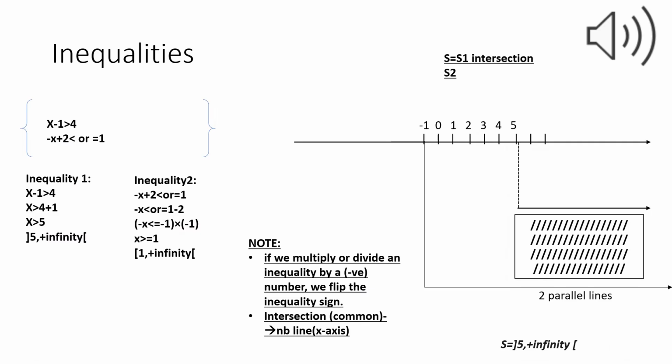How to read this system? x minus 1 greater than 4 and minus x plus 2 less than or equal to 1. Inequality 1: x minus 1 greater than 4, x greater than 4 plus 1, x greater than 5. From 5 till positive infinity. Open at 5, open at positive infinity. Open at 5 because there is no equal. Open at positive infinity because infinity is unlimited.